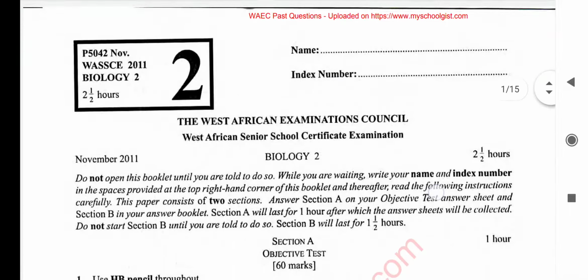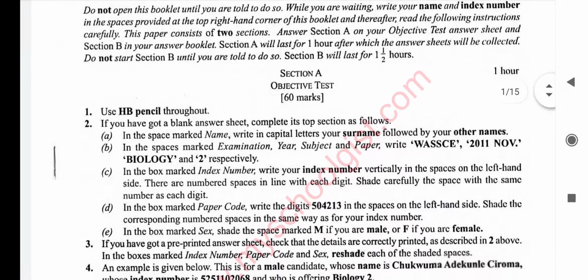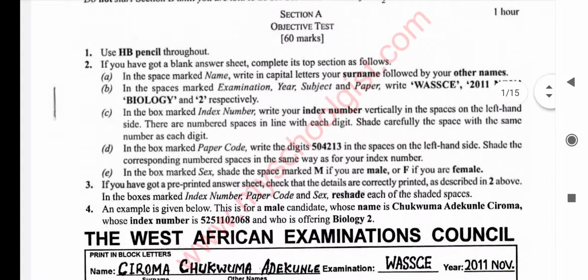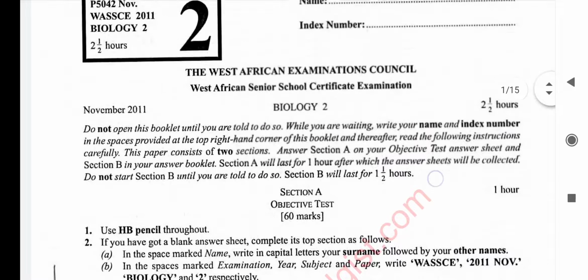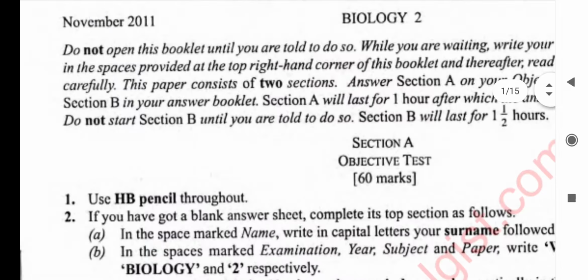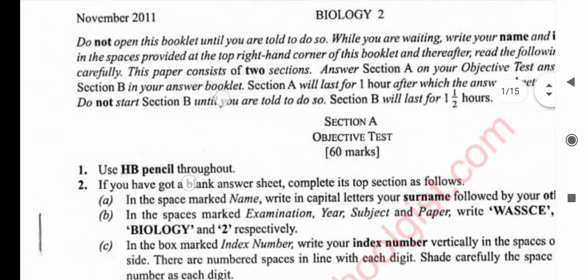I want us to treat past questions. Let's have revision on what we've done so far. This is 2011 WAEC past questions on biology.